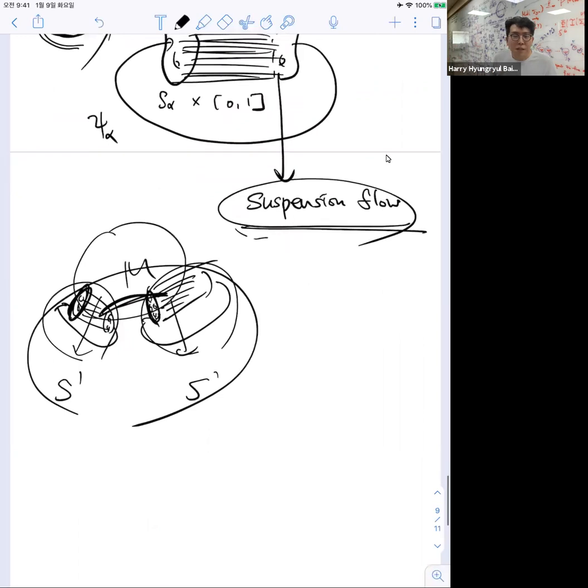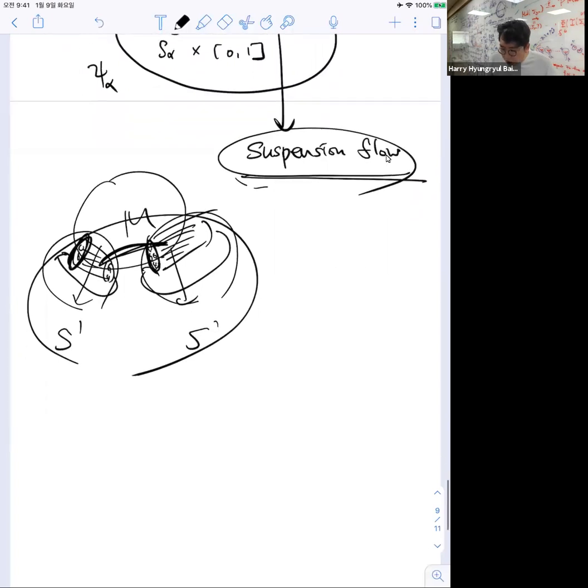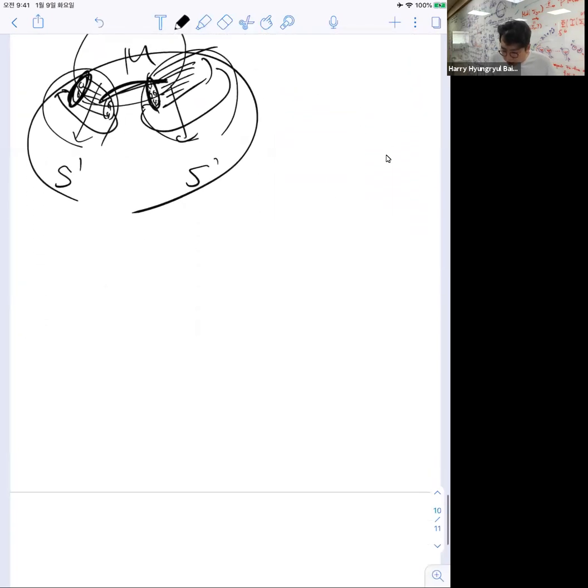Does it make some sense? More or less. Yeah, I know, if this is something you haven't thought about, it's very difficult stuff. But the point is, once you know this, then sort of pictorially, this is what happens.